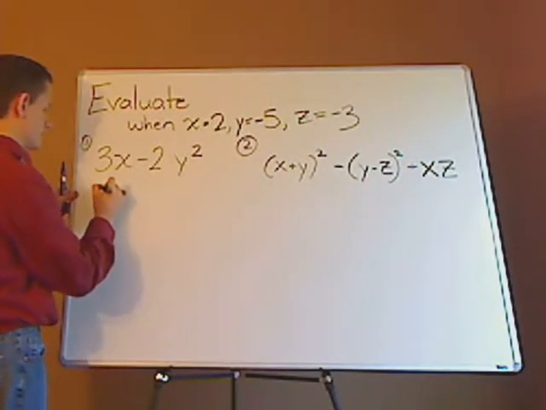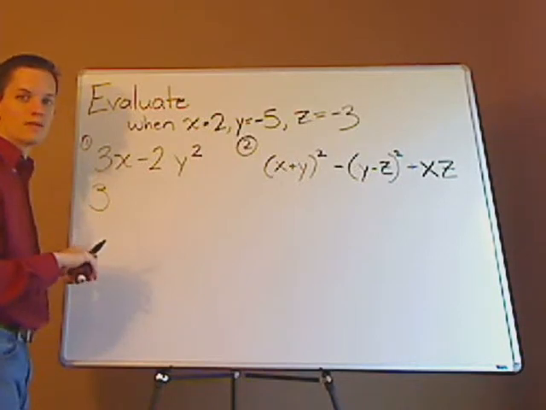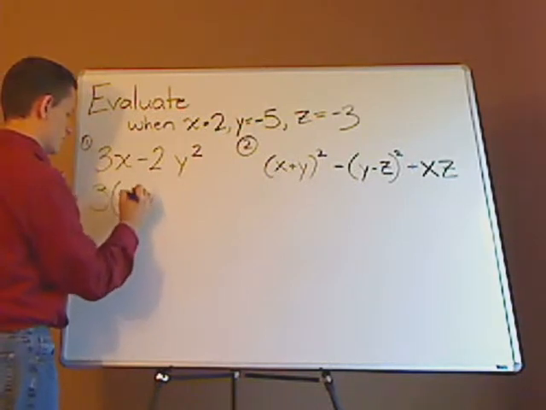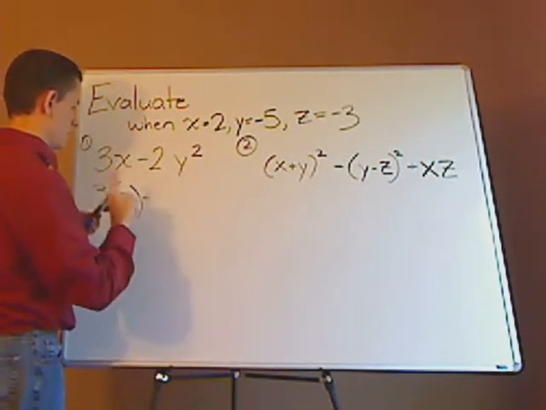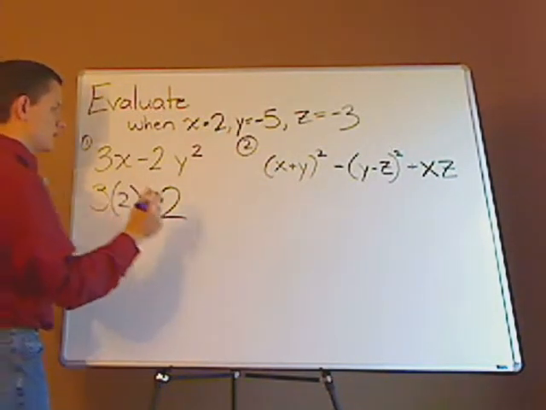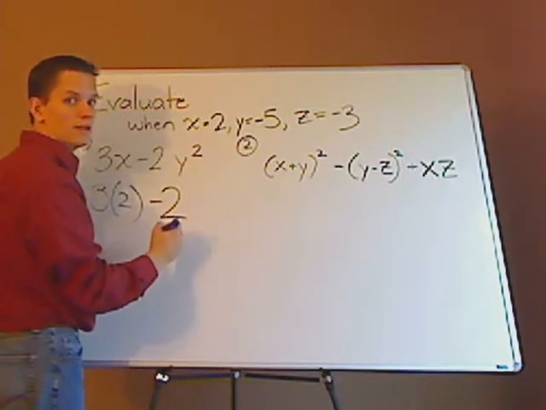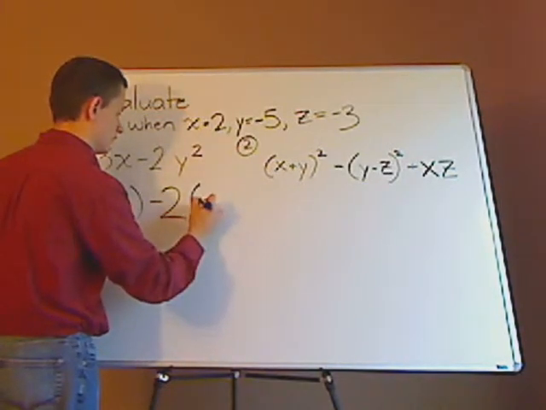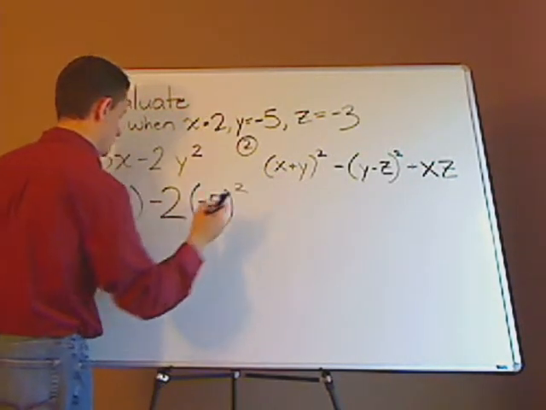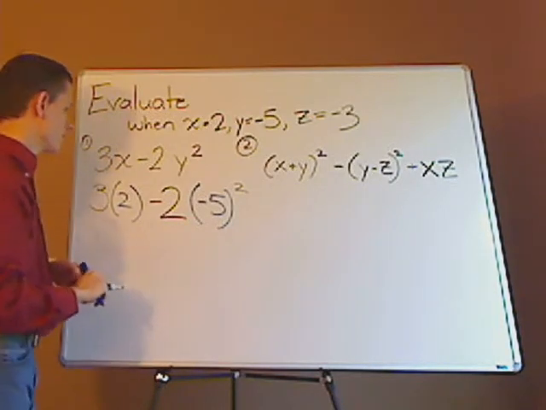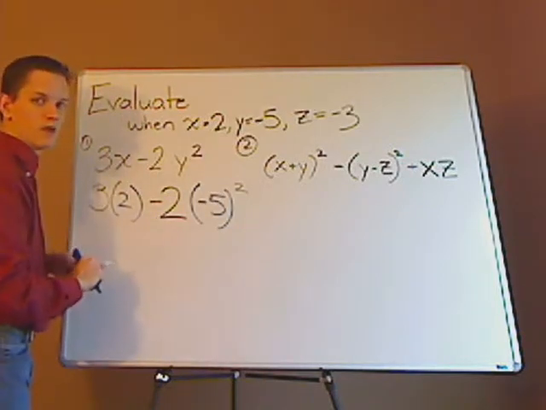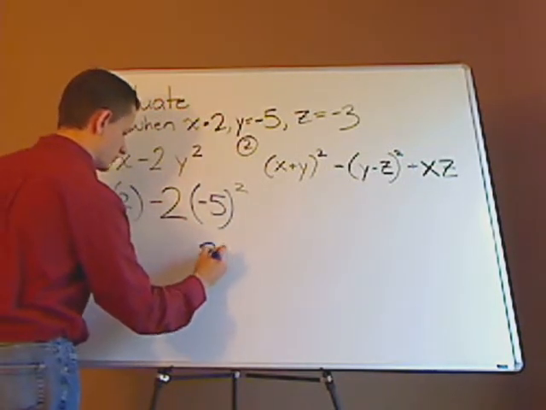So this is 3. Now when I do substitution, I commonly use parentheses. So I would stick the 2 in parentheses. Minus 2, just like the original. And then I'm replacing the y with -5, and then I'm squaring that. Alright, so then you just follow the order of operations. So you do exponents first. What's -5 squared? Right, that's 25.